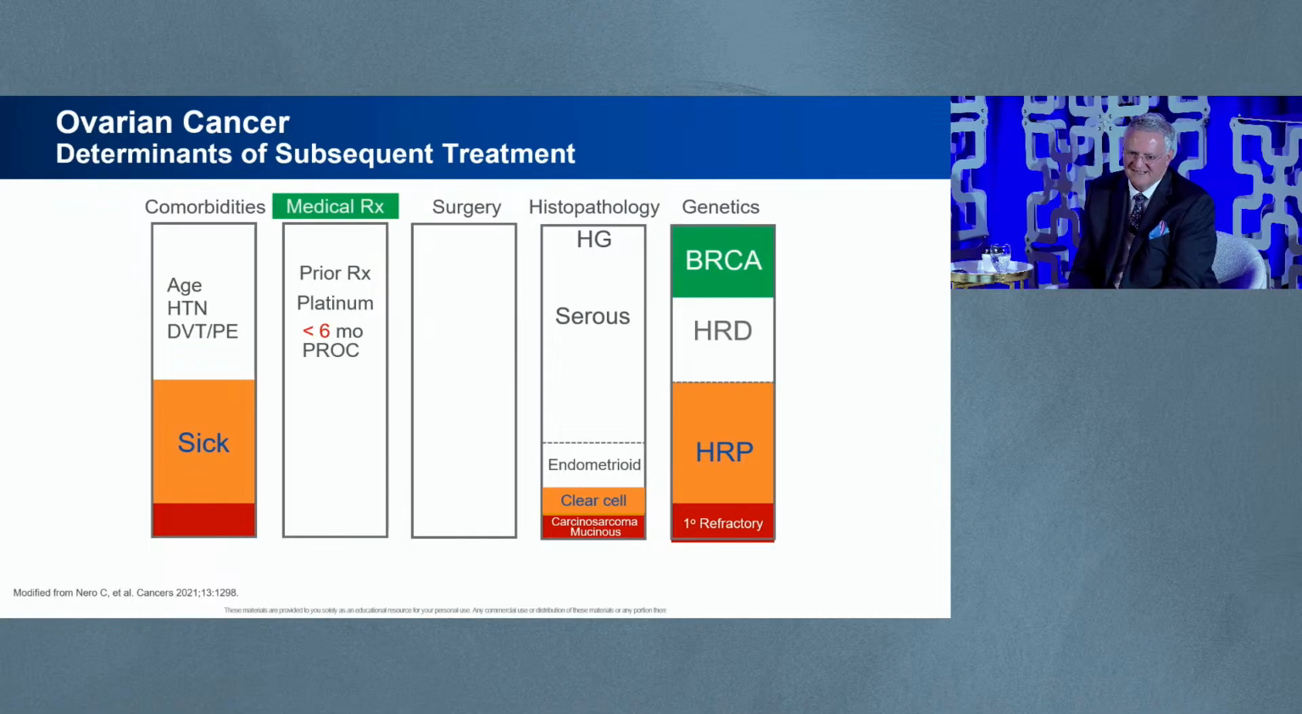Platinum-free interval less than 6 months is platinum-resistant, more than 6 months potentially platinum-sensitive, and then PARP inhibitors and bevacizumab still potentially, but as we said, PARP inhibitors only if you have a BRCA mutation. Clinical trials, as Flor said, really, really important. And then surgery for oligometastatic disease.